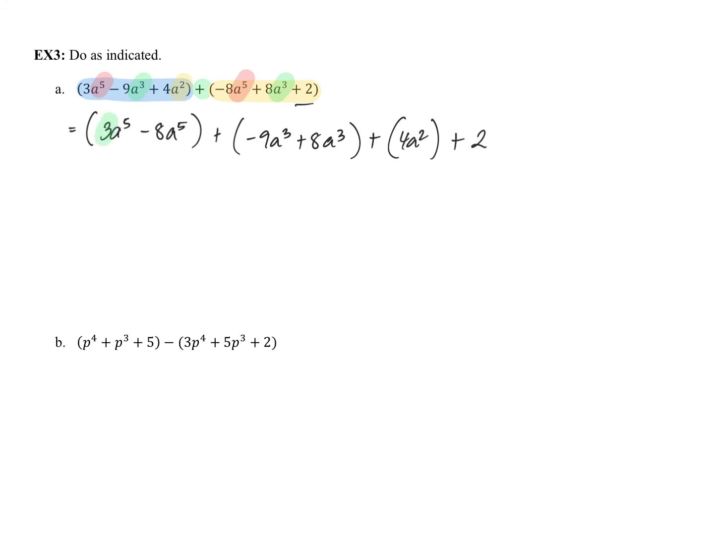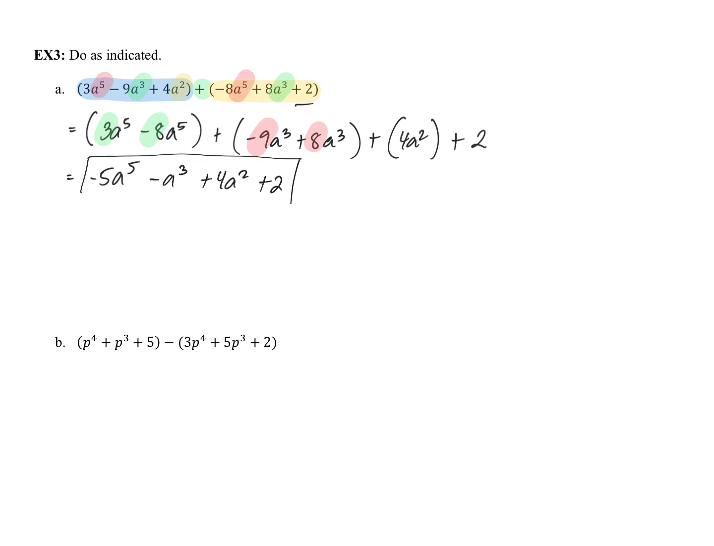So we have 3a to the 5th and negative 8a to the 5th. So 3 minus 8 is going to be negative 5a to the 5th power plus, and then let's see, we have negative 9 plus 8 a to the 3rd power. So that's actually going to be negative 1. So we can erase that plus. We have a negative a to the 3rd power plus 4a squared plus 2. And that is it. We've combined all the like terms.